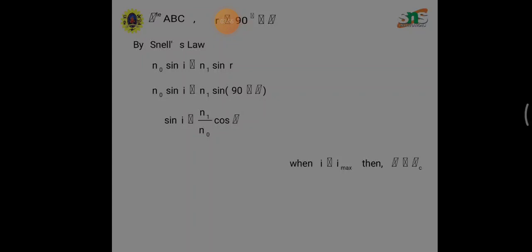Applying Snell's law at a point P on the interface, n1 sin phi equal to n2 sin 90 degrees. We already know sin 90 is 1. So sin phi equal to n2 divided by n1. So sin of 90 minus theta equal to n2 divided by n1. Therefore cos theta equal to n2 divided by n1. Substituting in both equations, we get I equal to sin inverse of the root of n1 square minus n2 square divided by n0.